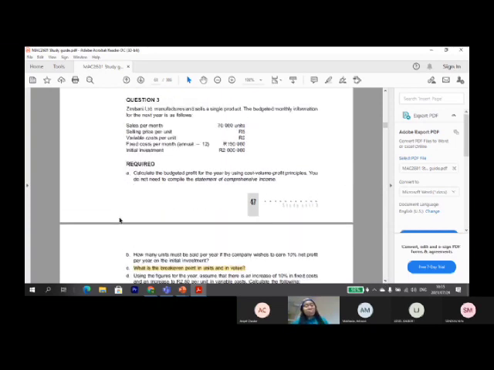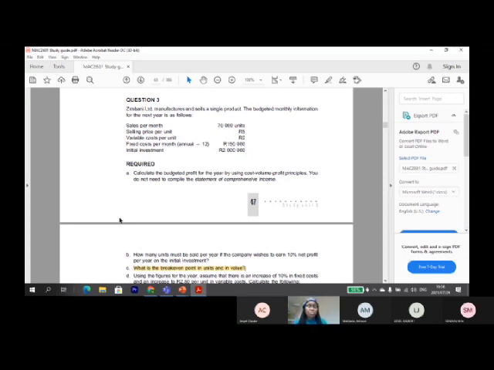Question 3, it says, Zimbani Limited manufactures and sells a single product. The budgeted monthly information for the next year is as follows. You've got your sales per month, which is 70,000 units on a monthly basis. Selling price per unit, it's 5 Rand. Variable cost per unit, that's 2 Rand. Fixed cost per month, 150,000.